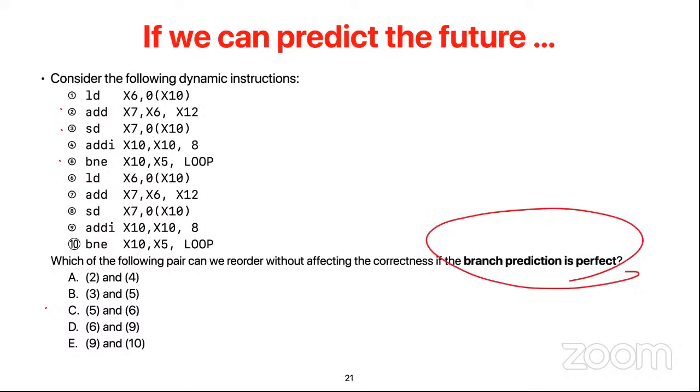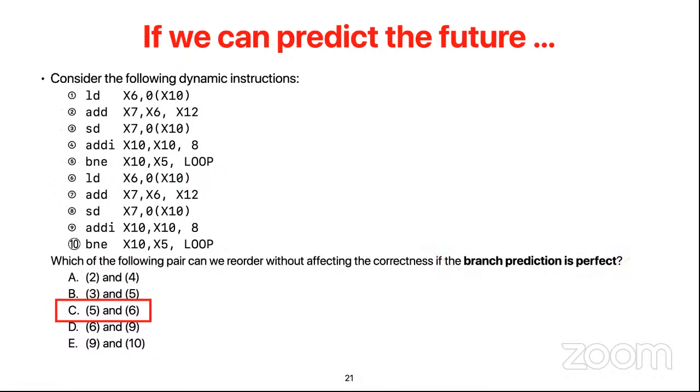Then 6 and 9: you need the X6 for the add instruction, so that's not going to work. And for 9 and 10, you need the add immediate instruction for the branch instruction. So the only choice you can make here is actually 5 and 6. Thanks, Daniel and Team Valor.